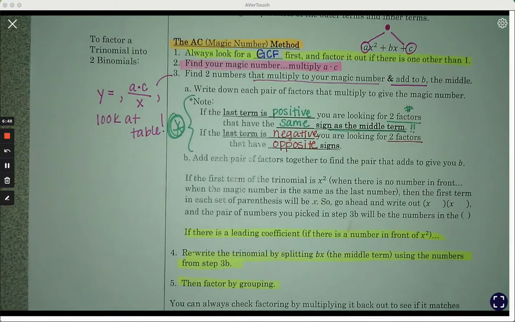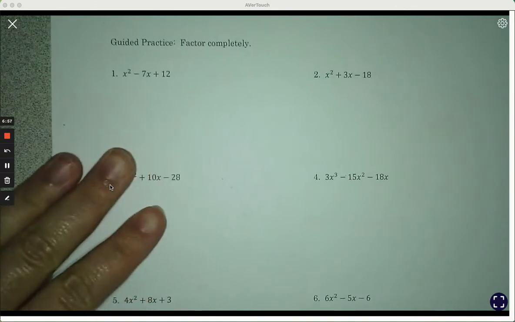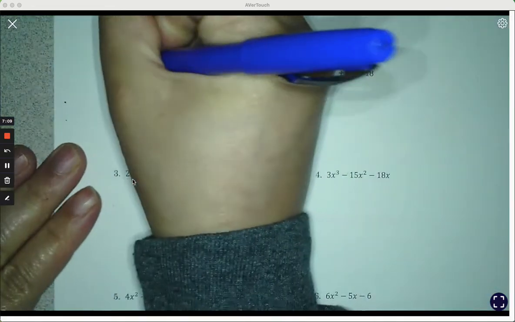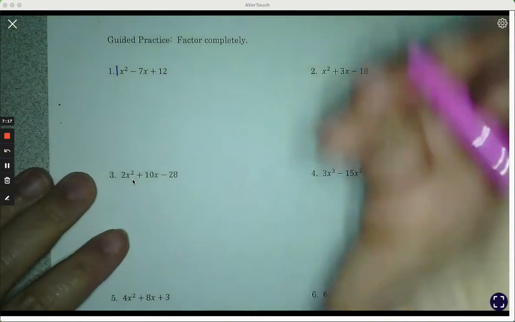Okay, obviously I'm going to do examples, so let's go ahead and look at the back, because that's where they all are. Example number 1: x squared plus 7x, minus 7x plus 12. The first thing I notice is there's no number in front of the x squared, so I'm going to write the number 1, because there is an understood 1 there. So I'm going to find the magic number.